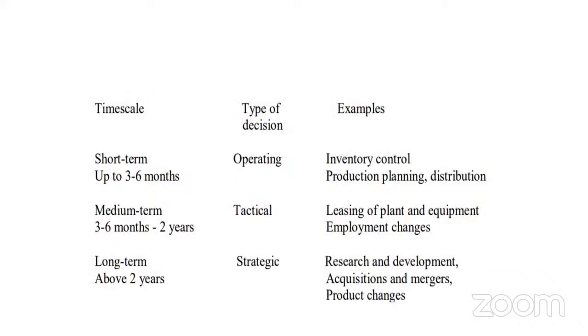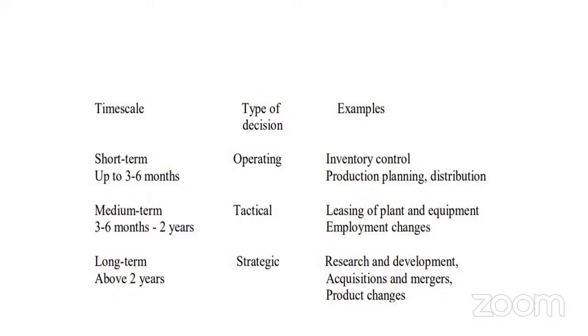So we take into account the time scale, type of decisions, and examples. We will take the case of the short-term plan. Short-term means within 3 to 6 months. The type of decision is the operating decision in the production sector. And we can take examples of inventory control, production planning, distribution, etc.